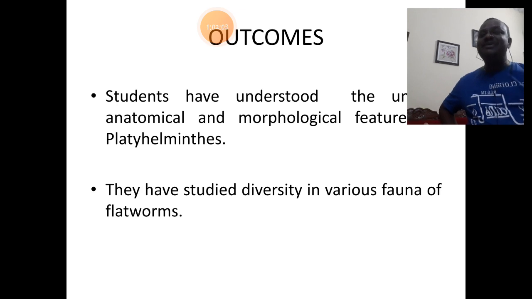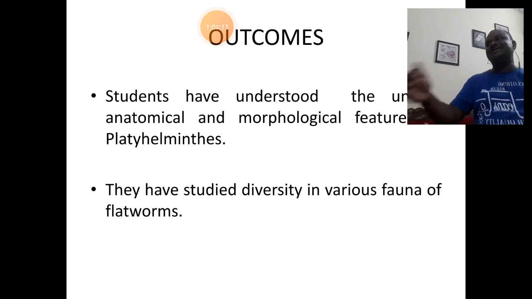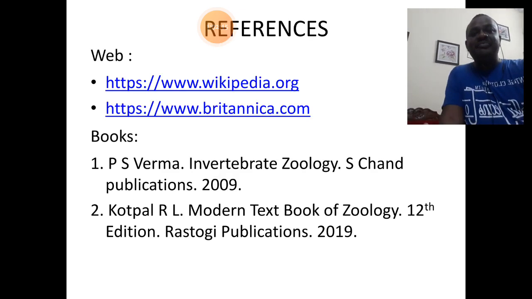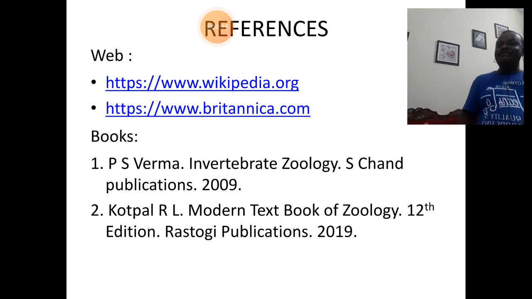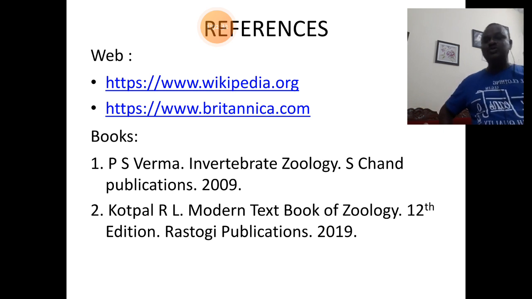So what have we learned from today's class? We have understood the general characters of phylum Platyhelminthes and how their features help them sustain in the environment where they live. Students, for reference, the web references are Wikipedia and Britannica.com, and for book references you can follow Invertebrate Zoology by P.S. Verma or Modern Textbook of Zoology by Kotpal.